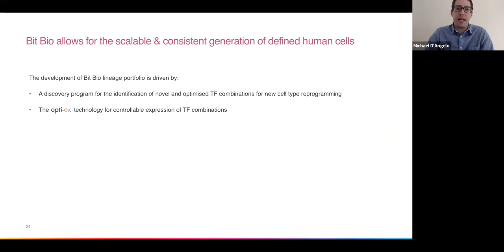So BitBio allows for the scalable and consistent generation of defined human cells. And the development of the BitBio lineage portfolio is driven by our discovery platform for the identification of novel and optimized transcription factors for new cell type reprogramming, and our opti-ox technology for the controllable expression of transcription factor combinations. And all of this results in cells that have high consistency, high speed to maturity, scalability, ease of use, they're cost effective, and they show really high purity.